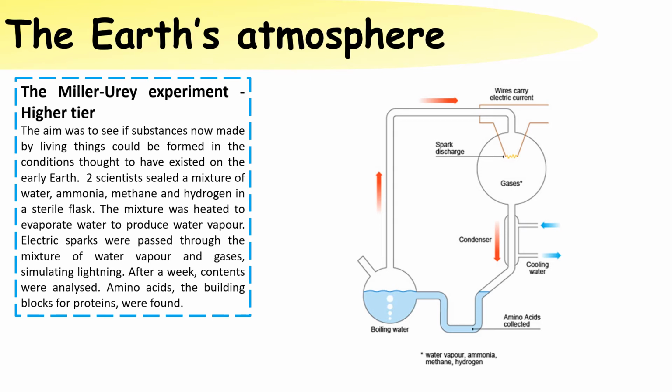Two scientists sealed a mixture of water, ammonia, methane and hydrogen in a sterile flask. The mixture was then heated to evaporate the water to produce water vapour. Electrical sparks passed through the mixture to simulate lightning. After a week, the contents were analysed and amino acids were found to have formed.